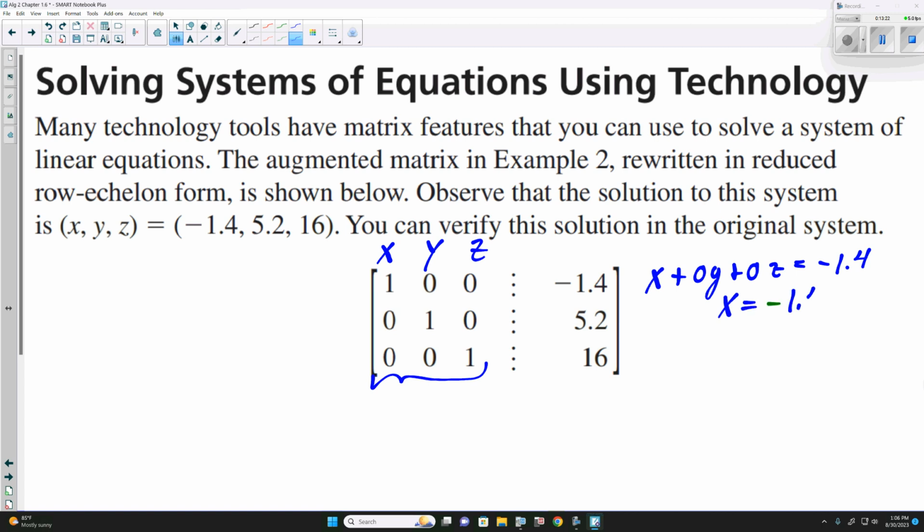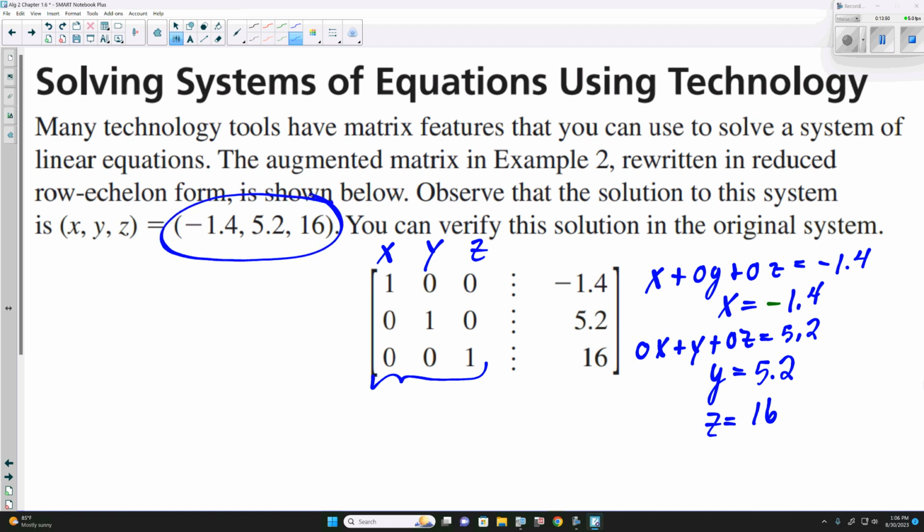So what this is telling me in the first one is that I have 1x plus 0y plus 0z is equal to -1.4. But really, what is this telling me? X's value is -1.4. The middle one, we have 0x plus y plus 0z, or tell me y is just 5.2, because the others are just 0. And we could do a similar thing for the last one, which realistically is just telling me z is 16. So for this here, our solution is this triplet. Okay. You ready to see how this works?